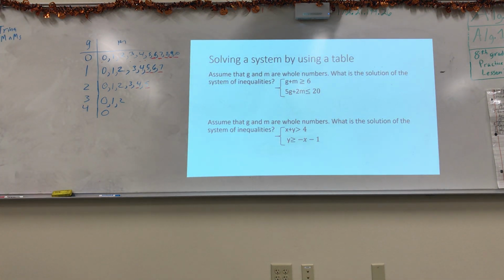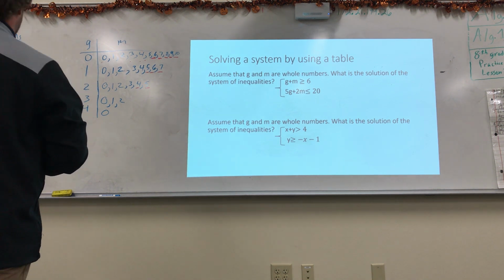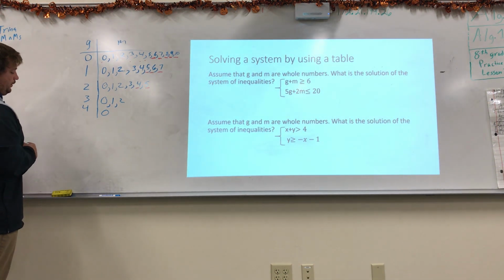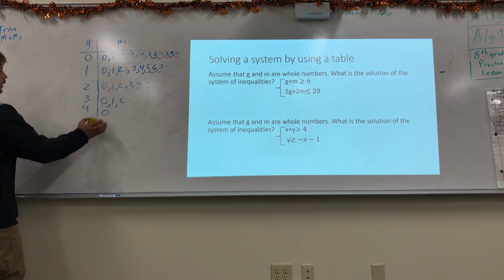So you'd have 0, 6, 0, 7, 0, 8, 0, 9, 0, 10. You'd have 1, 5, 1, 6, 1, 7 works, 2, 4, 2, 5, and that would be your solutions that work in both of these inequalities. So if you would graph this, you would have something that works there. Okay?